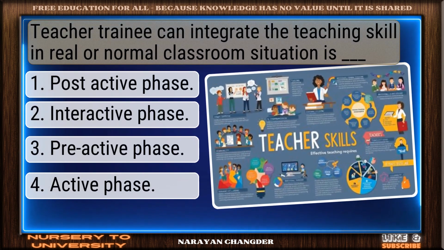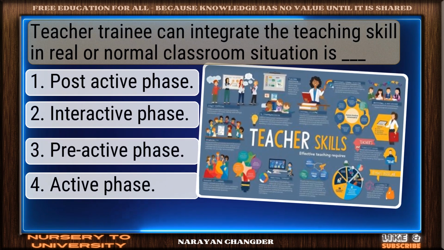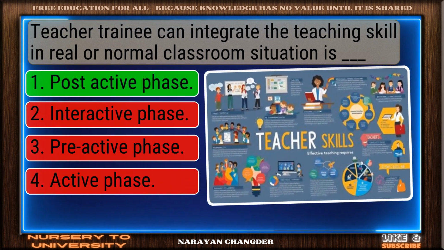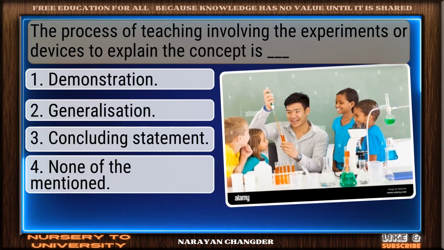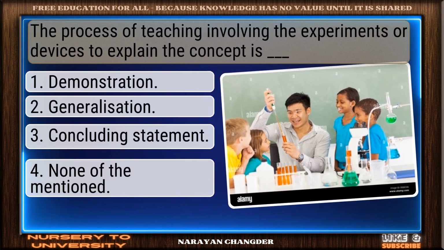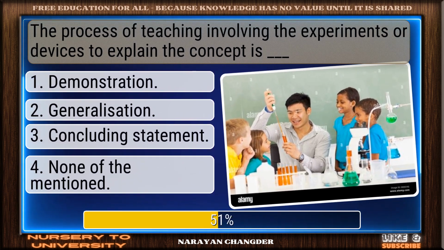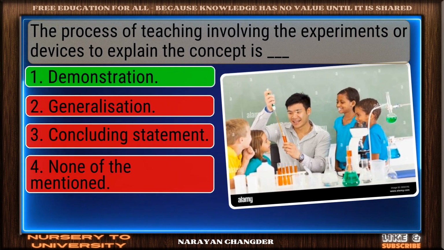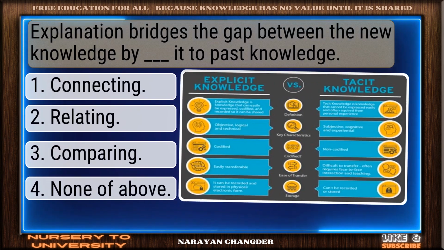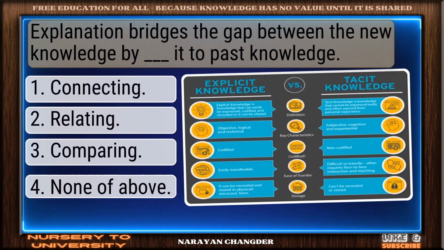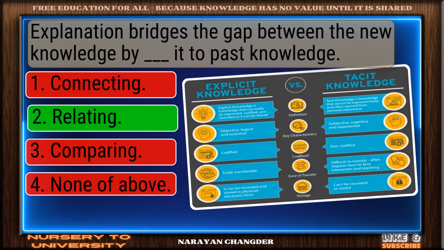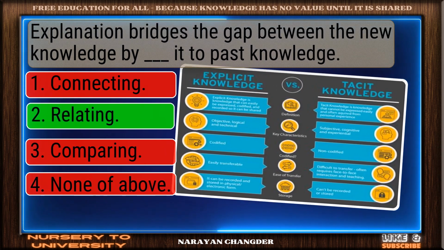Teacher trainee can integrate the teaching skill in real or normal classroom situation is dash. Excellent. Post-active phase is a brilliant choice. The process of teaching involving the experiments or devices to explain the concept is dash. Great thinking. Demonstration is the right choice. Explanation bridges the gap between the new knowledge by dash it to past knowledge. Good job. Your answer relating works well here.